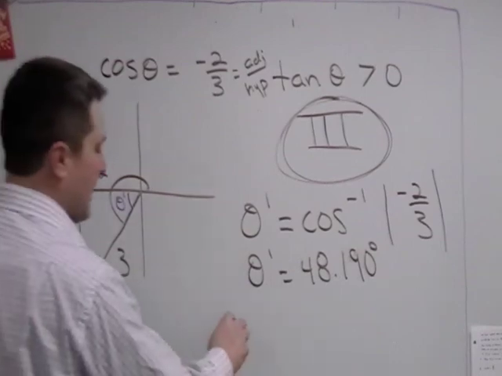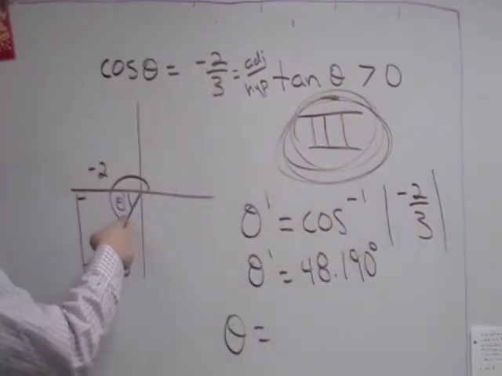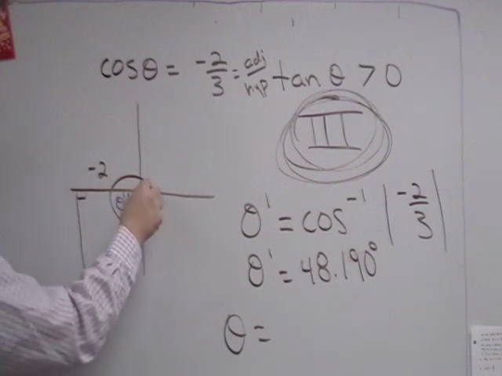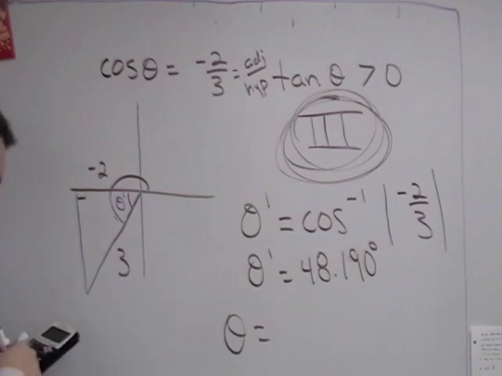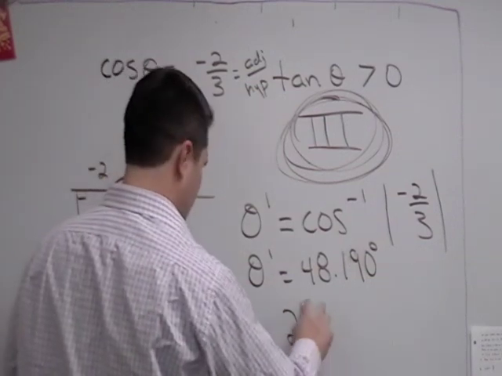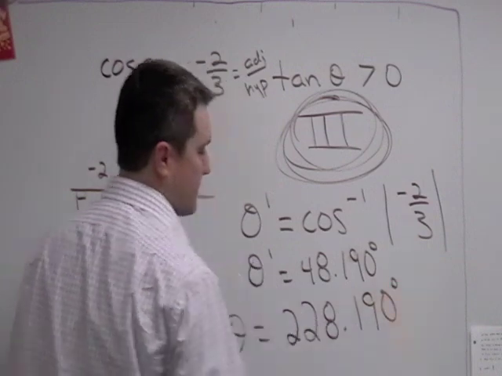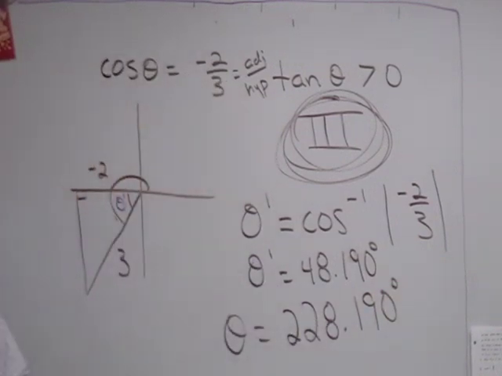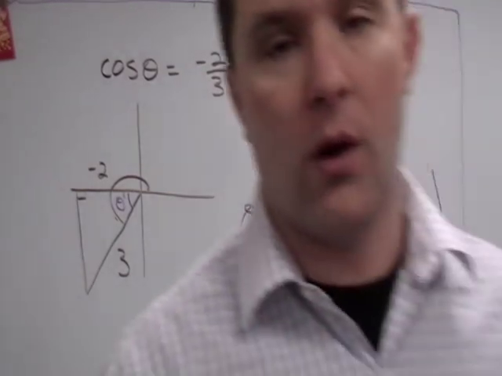So to find theta, this was in quadrant 3. Here's theta prime right here, 48.190. So what did we do? We went to 180, and then we added 48.190. So 180 plus 48.190 is 228.190 degrees.